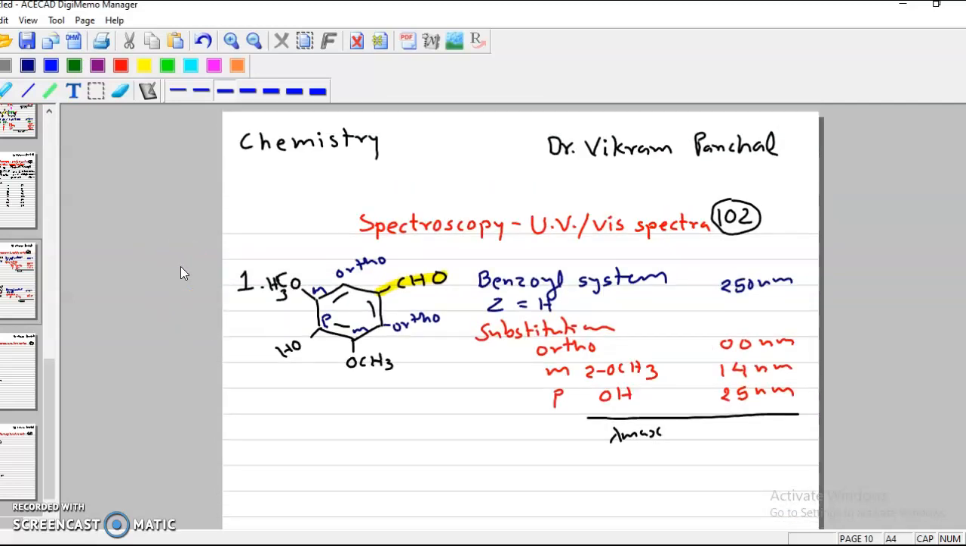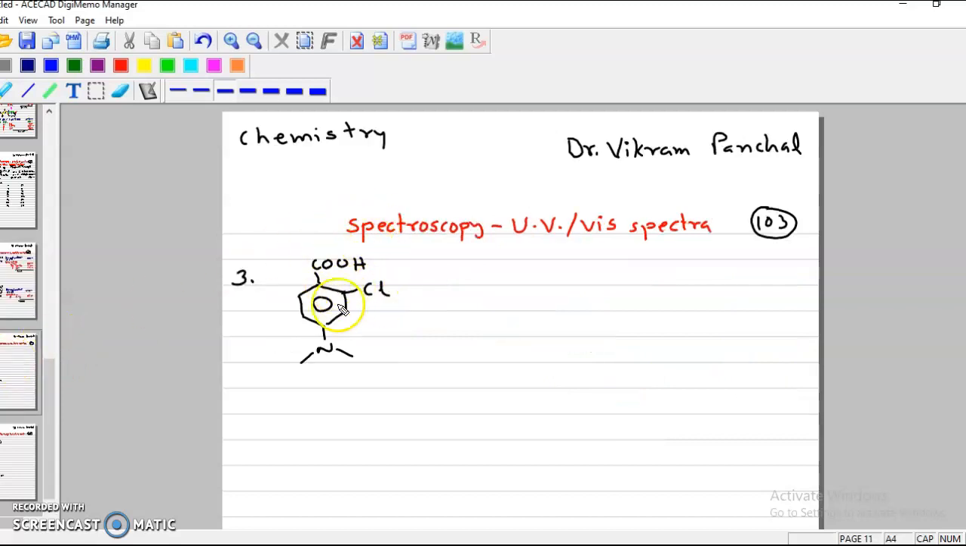Okay, next example will be this one. Again, in this case, you can see our system is COOH group, so it is basically acid. So main system is benzoyl system, and in benzoyl system, because it is aromatic acid, Z will be OH group, so it is acid, and for that we will add 230 nanometer as base value. Okay, next is substitution. This will be ortho carbons, then we have meta carbons, and the final will be para carbon.